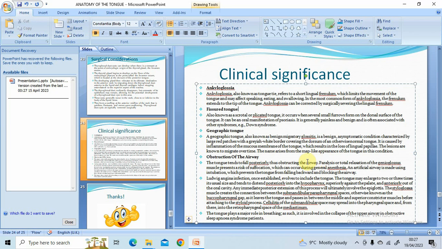Which results in loss of lingual papillae. The lesions are known to migrate over time. The name arises from the map-like appearance of the tongue in this condition.